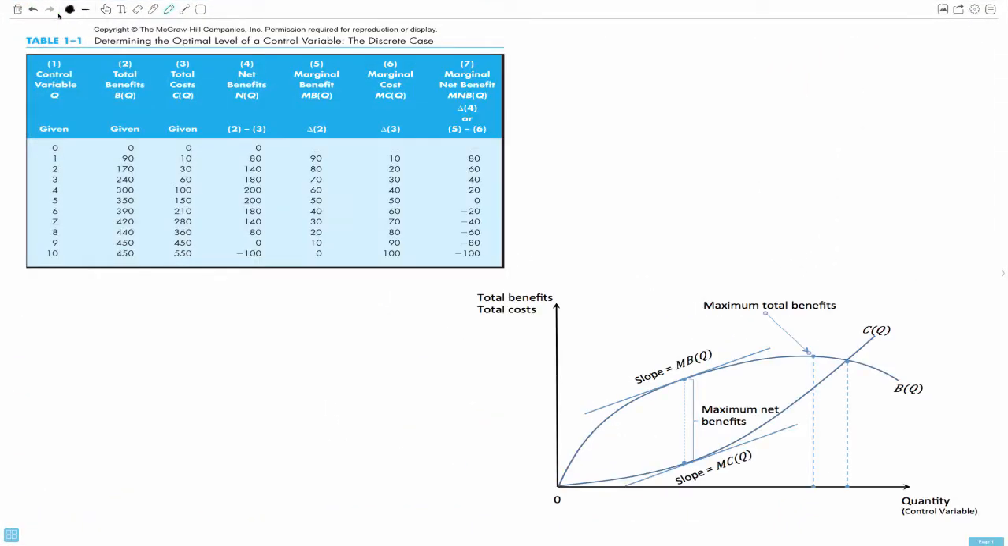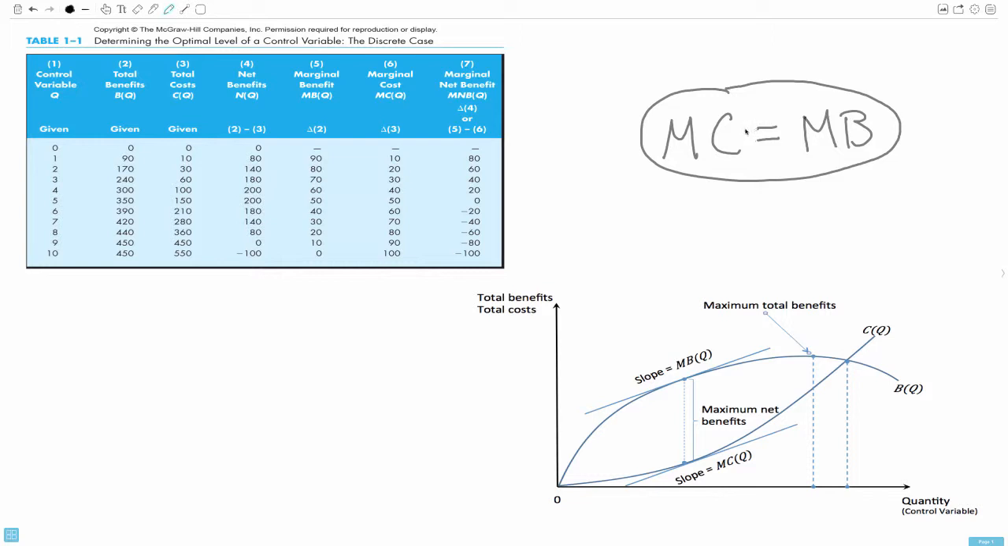Everyone, in this clip I am going to explain the basics of marginal analysis and its application to profit maximization. The basic idea is to understand why in economics we call this the basic golden rule: marginal cost equals marginal benefits. This is a very important rule that you always have to keep in mind.